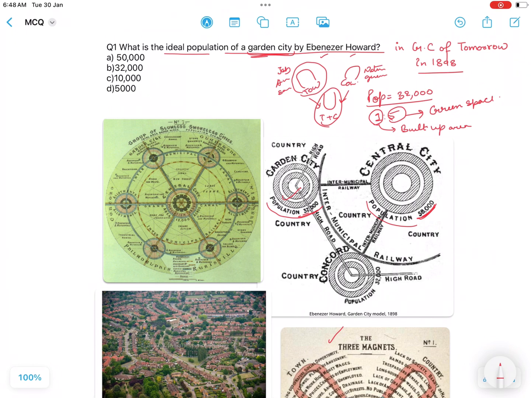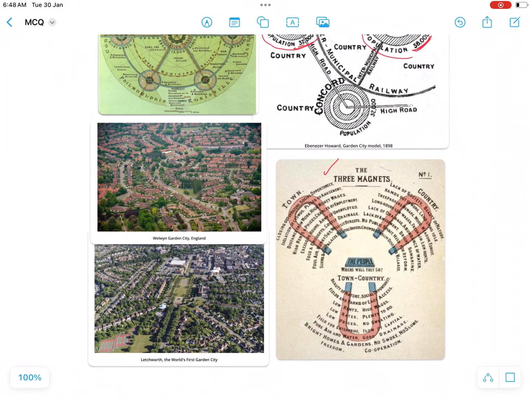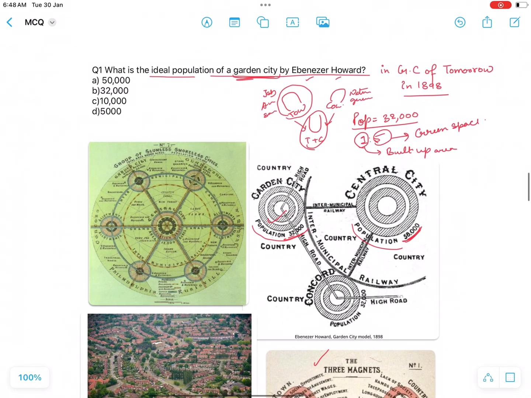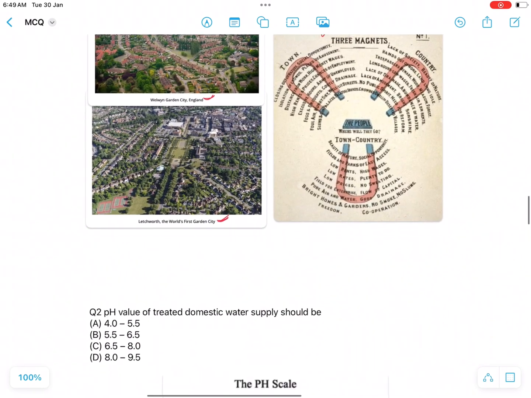Based on this principle of his, two cities came into being: first was Letchworth and then Welwyn. Both came up in England only, based on the concept of Garden City. I hope you have got it. So the answer is that the ideal population for Garden City is 32,000. If it was asked for the central city, then it was 58,000, according to his book. It's a very important model, so go through it very carefully.